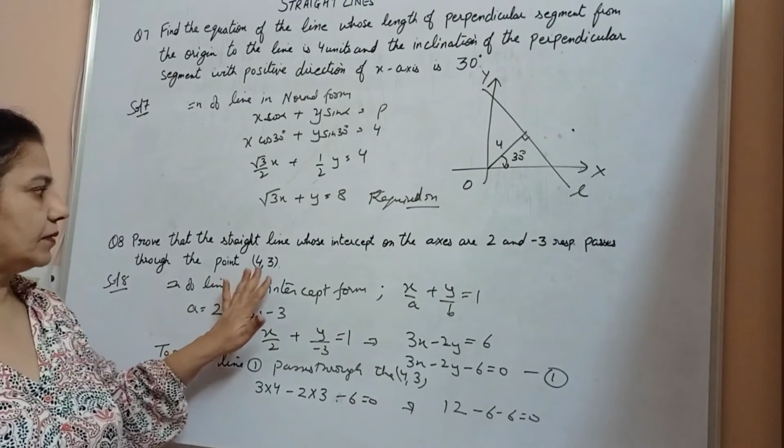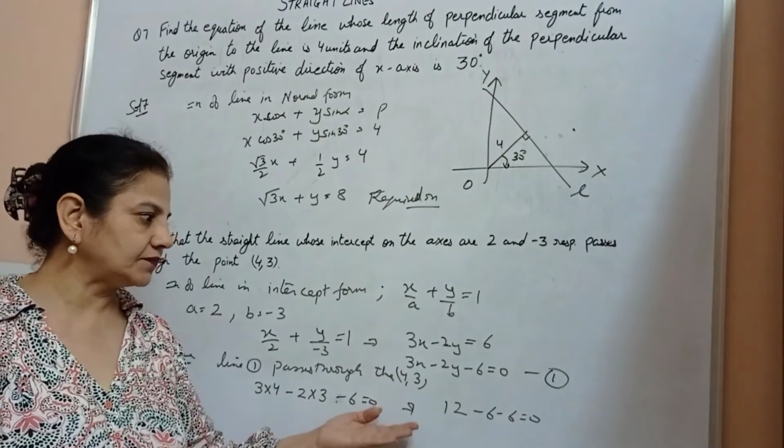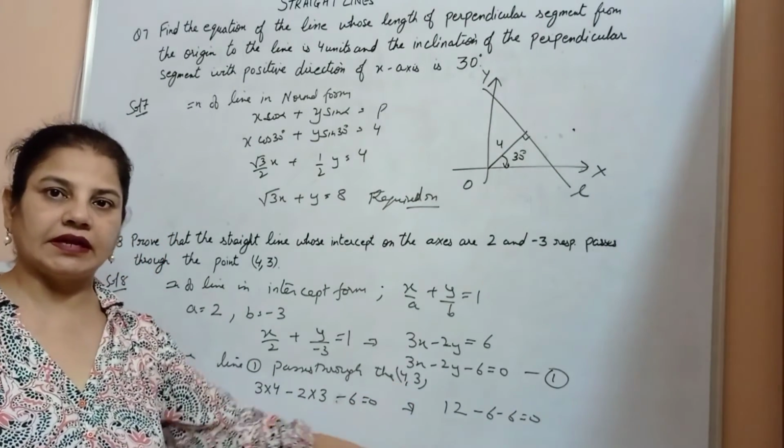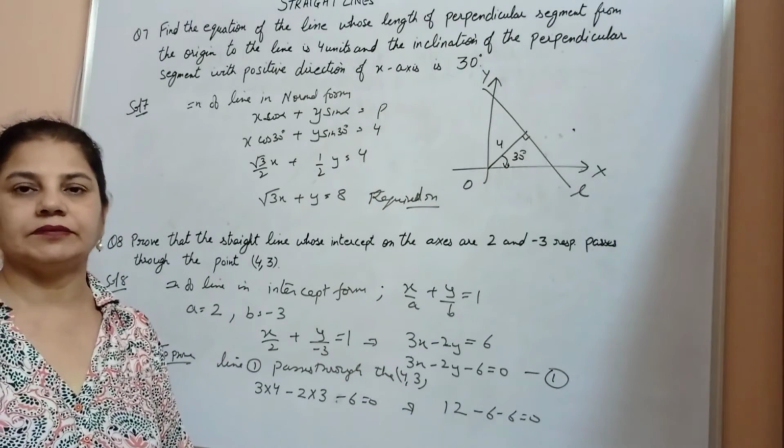So this is how we have to prove that. We have to prove that this line passes through the point 4, 3, and we check that by substituting x as 4 and y as 3. We get the result equal to 0. Hence we say that the line passes through the point 4, 3.